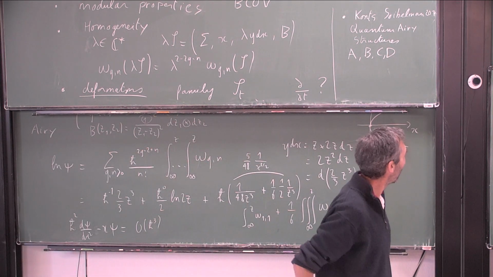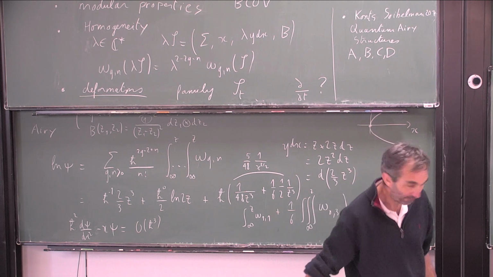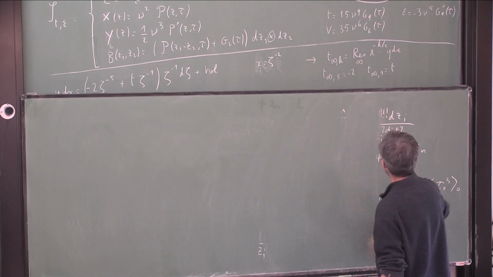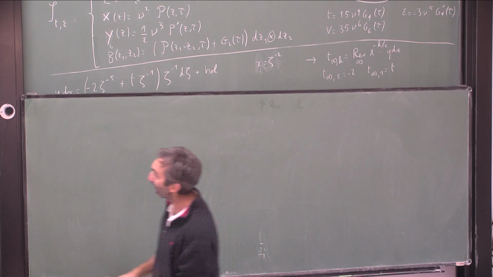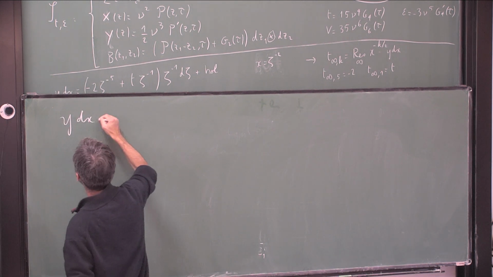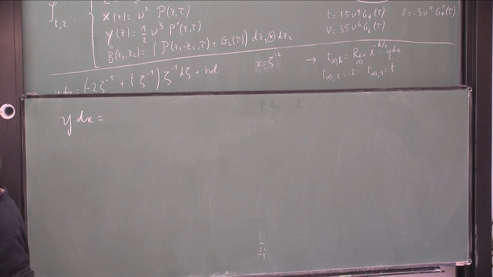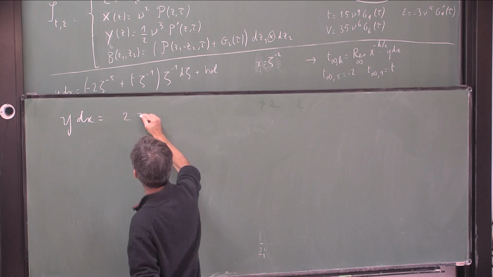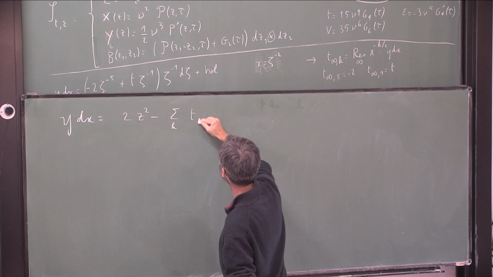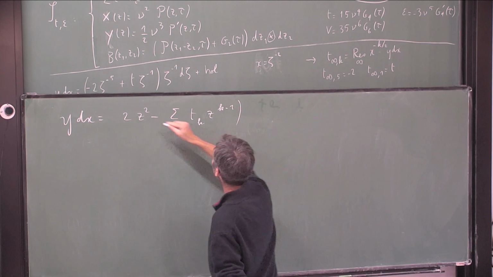Again, this is too low. So now let me go to deformations, really. When we do deformations, I consider a family, and I wrote what my family is. So let me write y dx now, and remember that dx is 2z dz. y dx is 2z squared minus the sum over k of tk z to the k minus 1 dz.